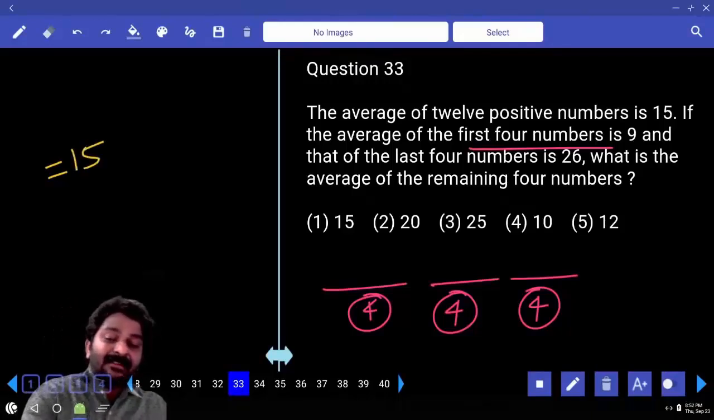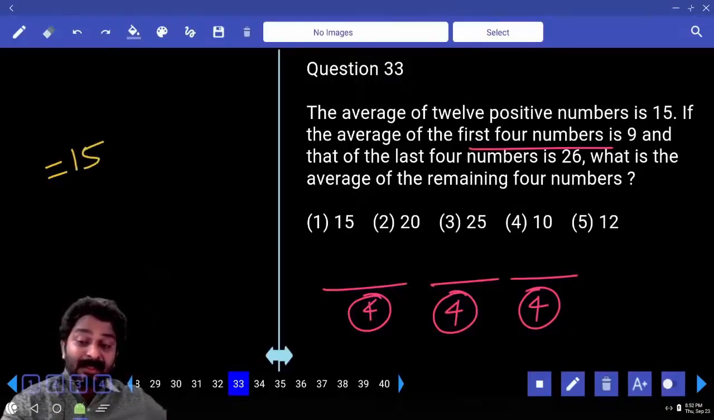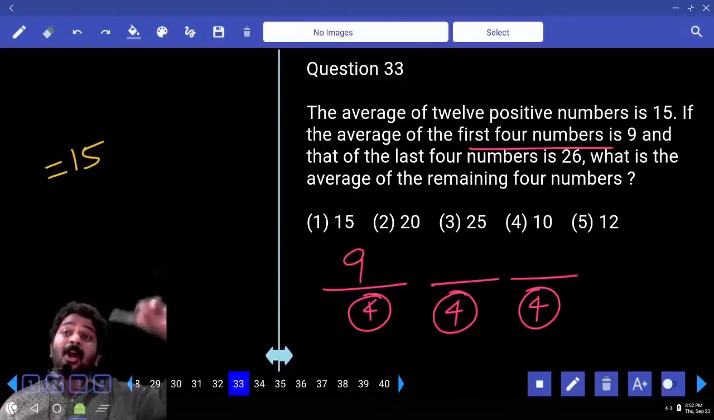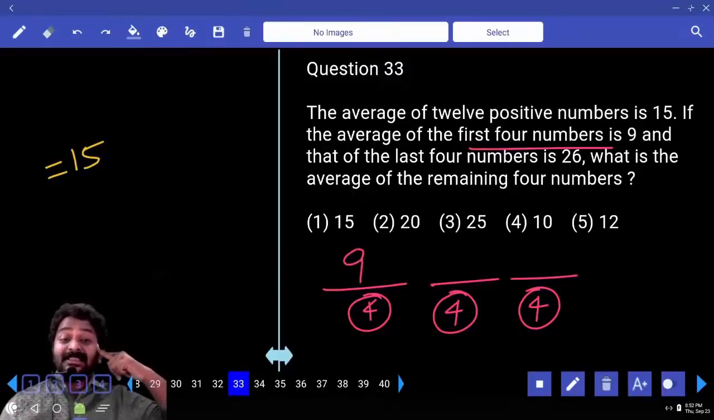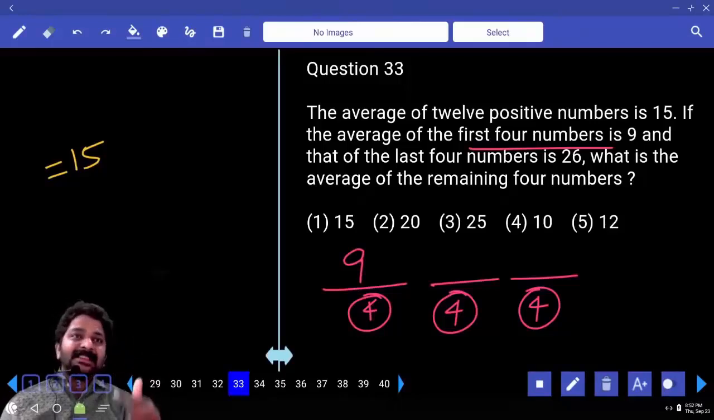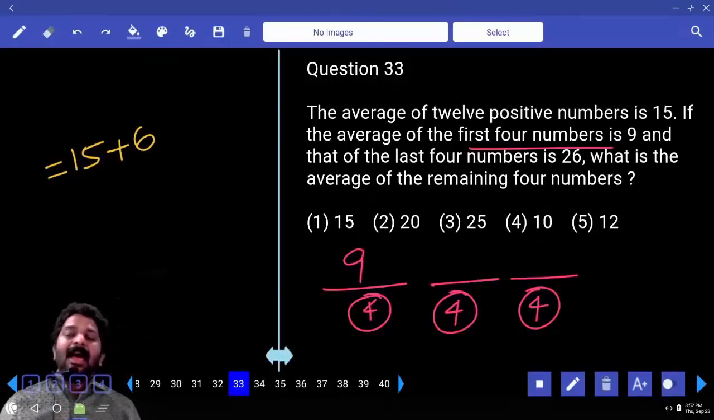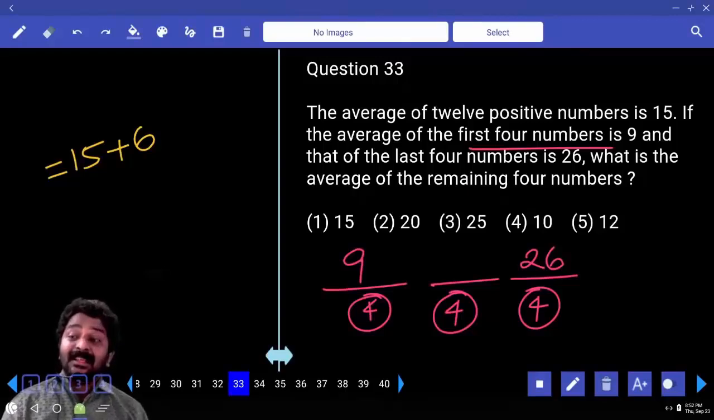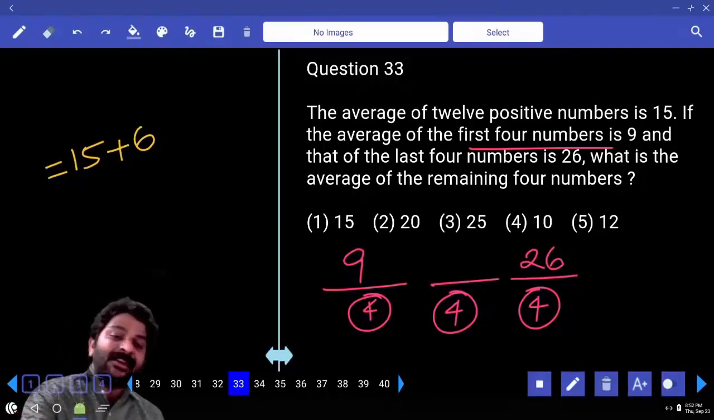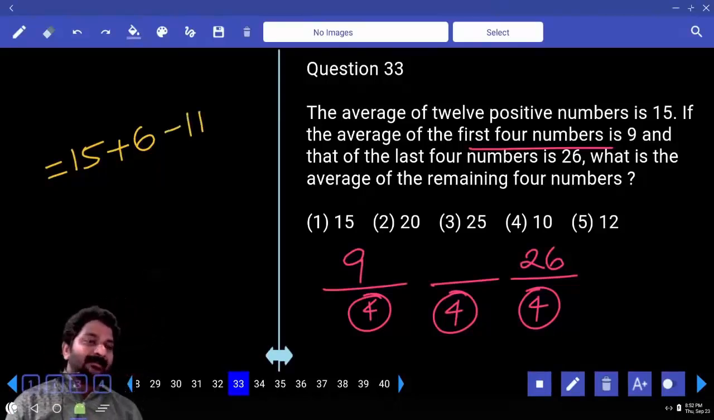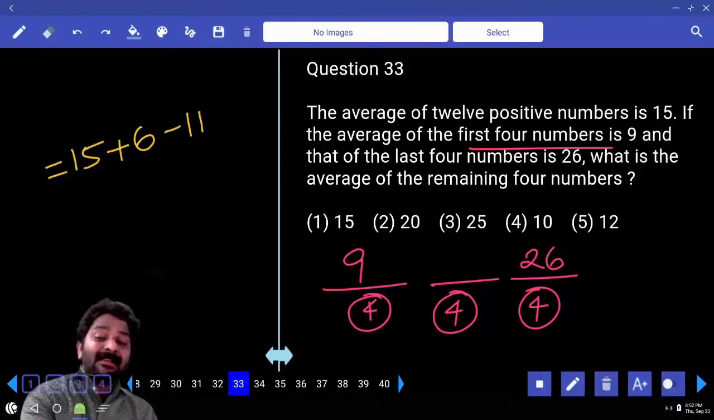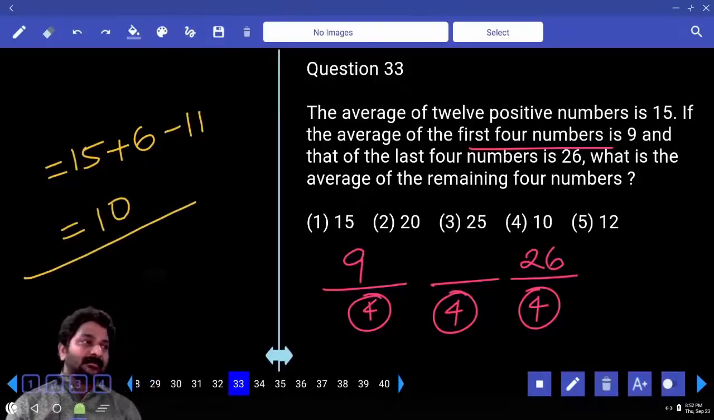15. What is the average of first 4 numbers? 9. Which is how much more or less than the original average? 6 less. As it is reverse effect, we have to add 6. Average of last 4 numbers is 26. Which is how much more or less than the original average? 11 more. As it is reverse effect, we have to subtract 11. 15 plus 6, 21. 21 minus 11, 10. Final answer. Done.